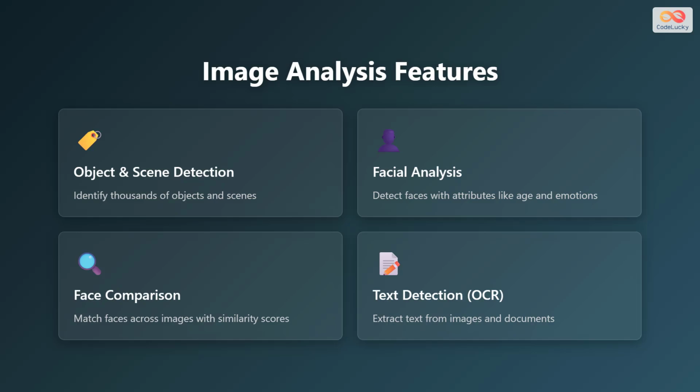Let's explore the image analysis capabilities. Rekognition can identify thousands of objects and scenes in your images, from everyday items to complex environments. It offers facial analysis that detects faces and provides attributes like estimated age range and emotions. The face comparison feature allows you to match faces across different images with similarity scores. Additionally, it includes text detection, also known as OCR, which extracts text from images and documents in multiple languages.